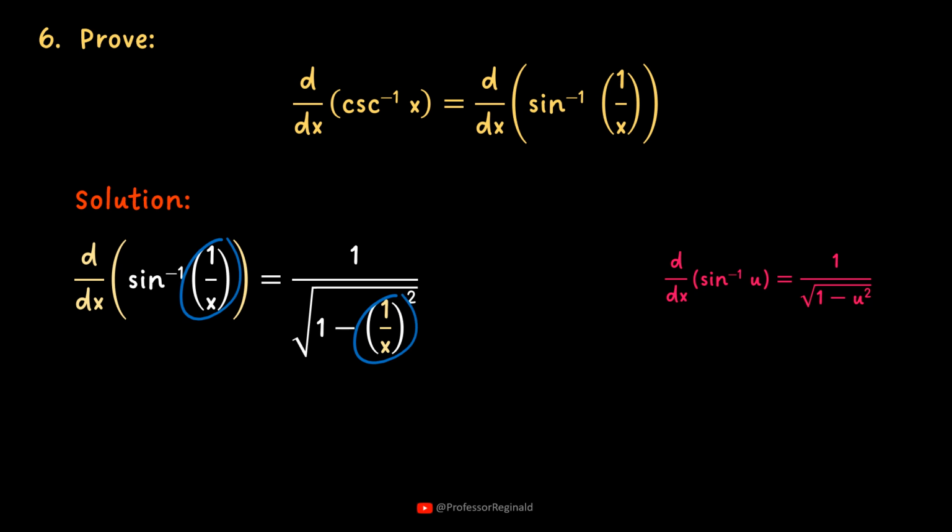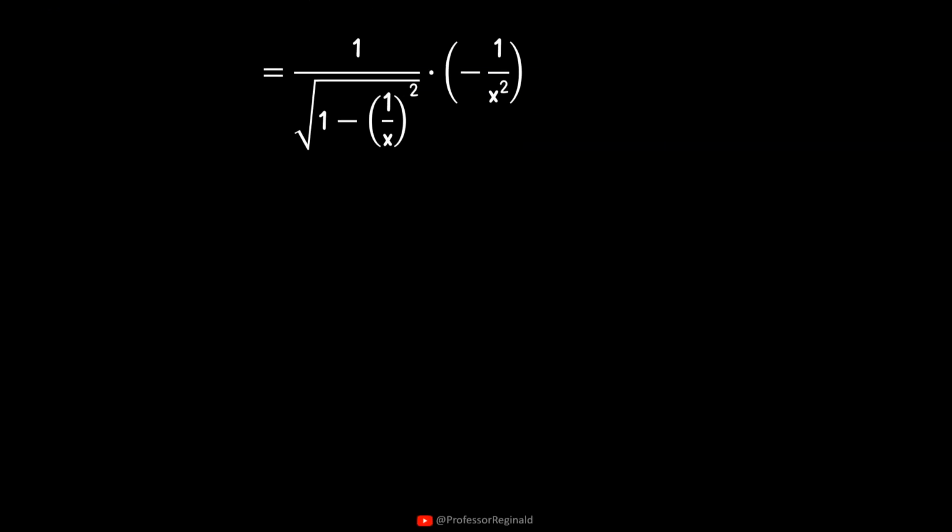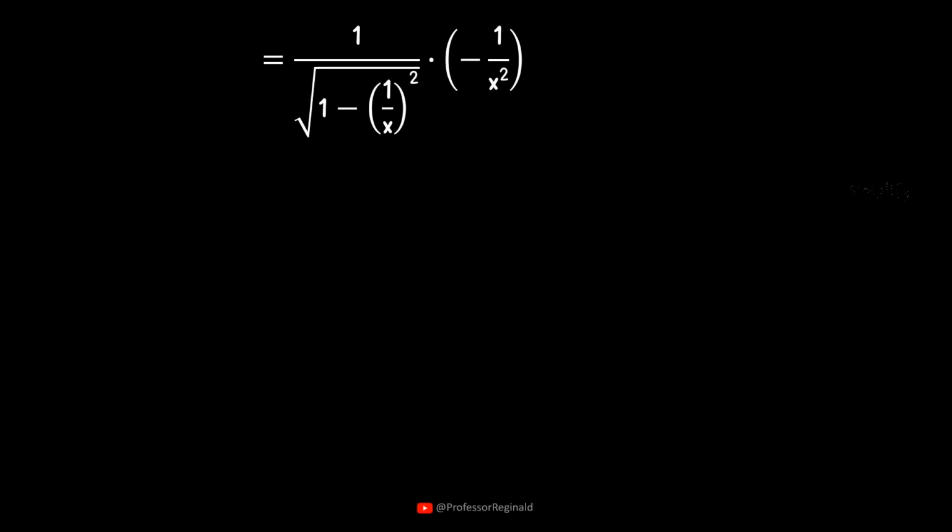Because the argument of inverse sine is a function itself rather than just a variable, multiply the derivative of inverse sine, the outer function, by the derivative of the argument 1 over x, the inner function. This differentiation rule is called the chain rule, and it is used when differentiating a composite function. Differentiate the argument or the inner function. Simplify the derivative.